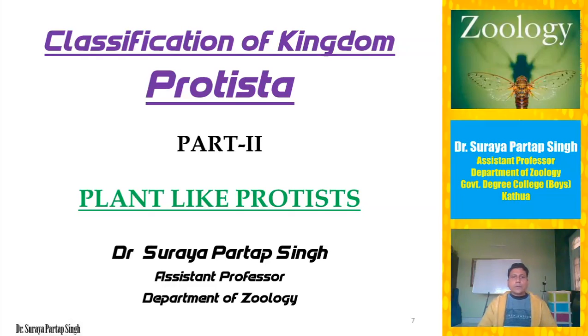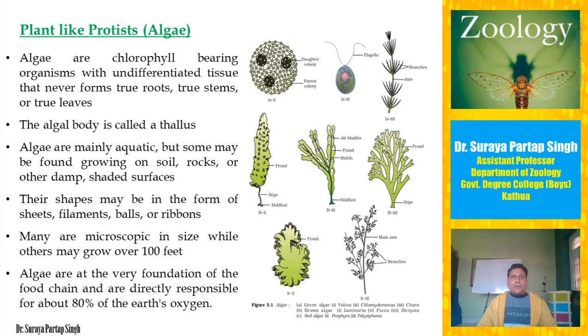So students, first we will be discussing the plant-like protists. We will be discussing the classification of plant-like protists in detail. Plant-like protists are also called algae. All the algae have been kept under this category of kingdom Protista. Why are they called plant-like protists? Because they show some of the characteristics of plants.